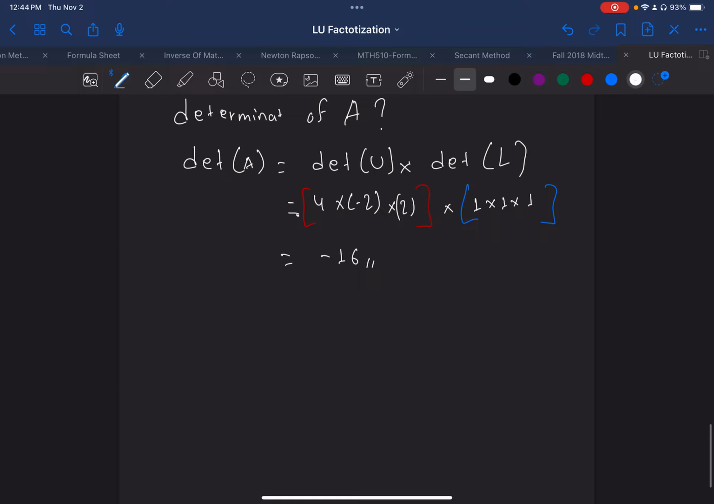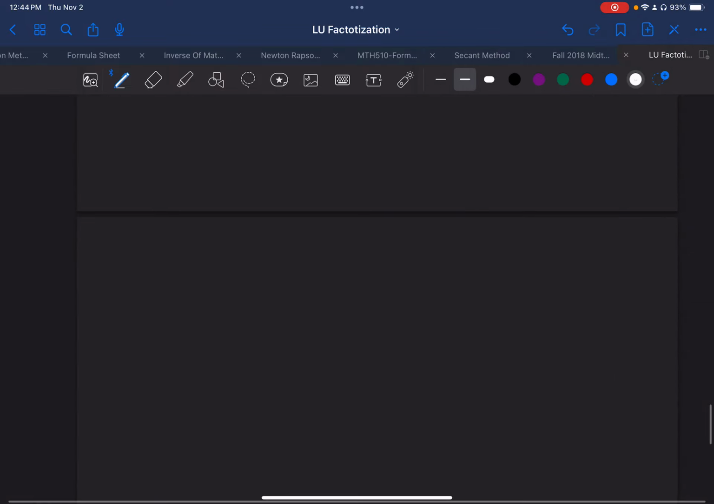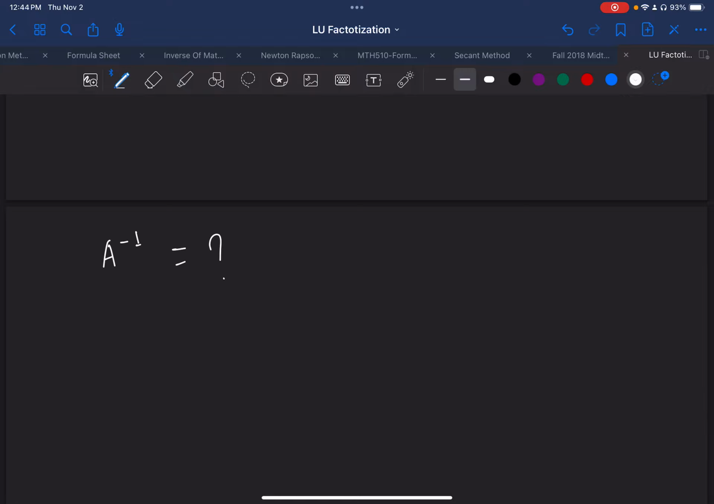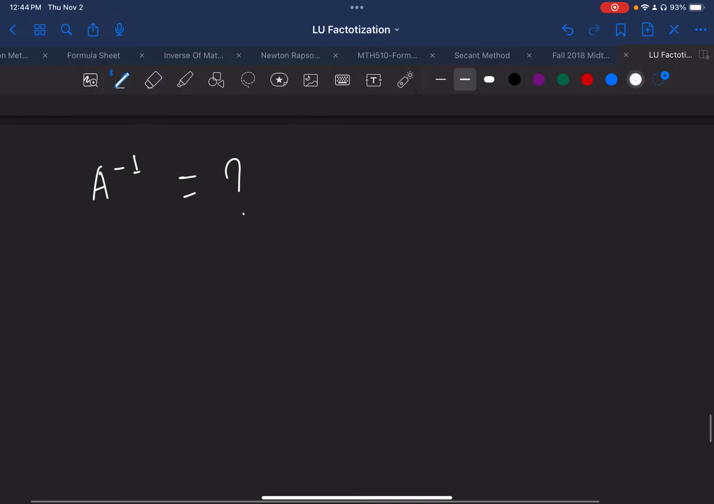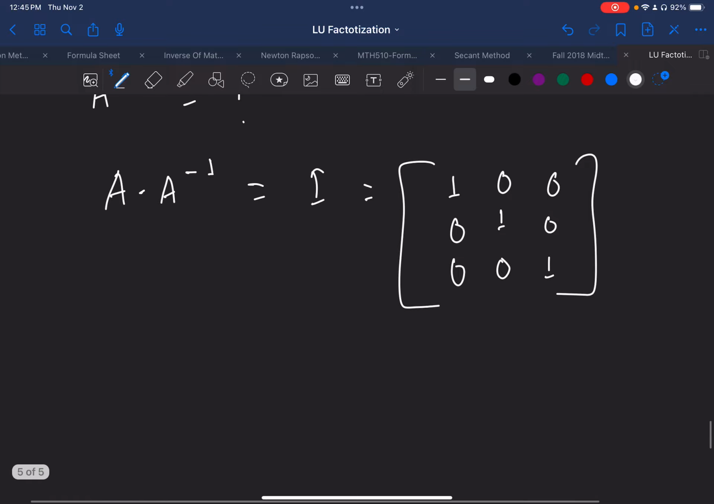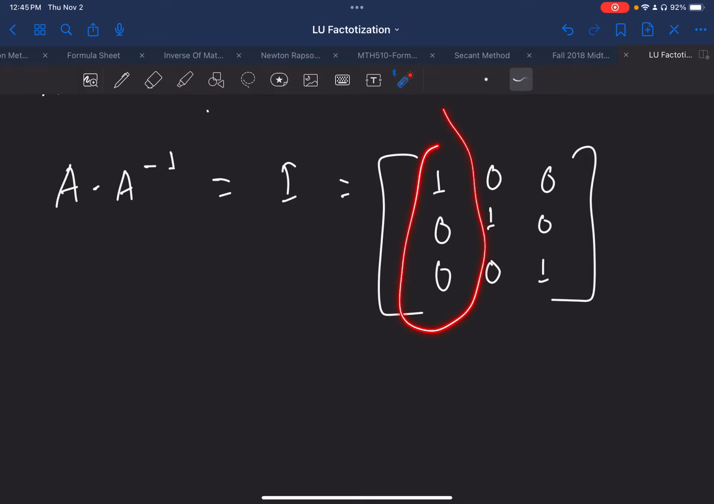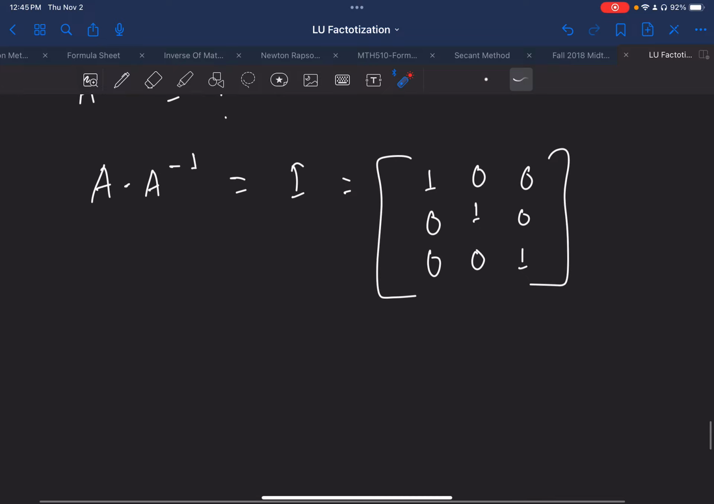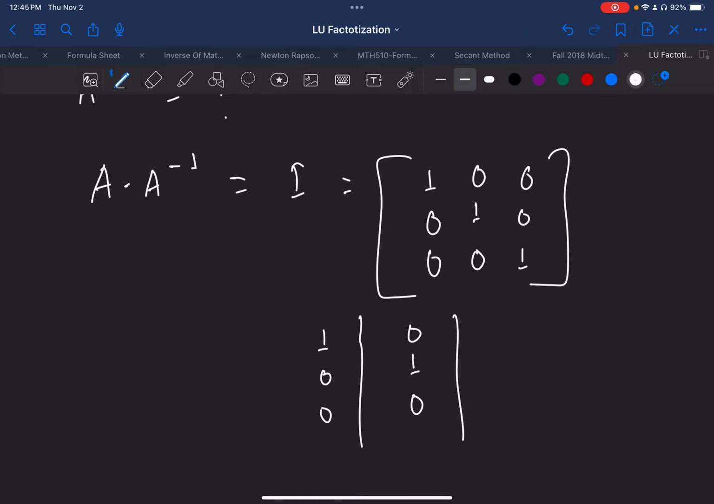Now, let's find the inverse of matrix A. Inverse of A equals to what? We know that to find the inverse, let's say this is matrix A, times its inverse is going to be an identity matrix. That is, identity matrix equals 1, 0, 0, 0, 1, 0, 0, 0, 1. So the product of matrix A and matrix A inverse is always going to be an identity matrix, right? So let's divide this identity matrix into 3 columns.